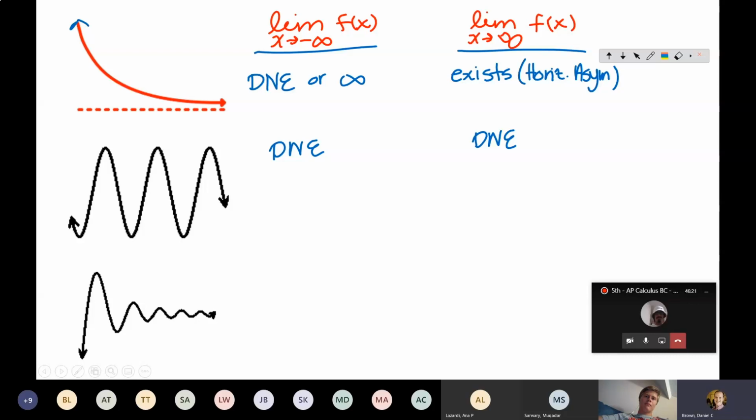This next one is a dampening function. So one side looks like trig, but then it kind of gets smaller and smaller. So let's talk about going to negative infinity. If you're moving backwards, I see that it is getting wider and wider. So we can say that the limit does not exist.